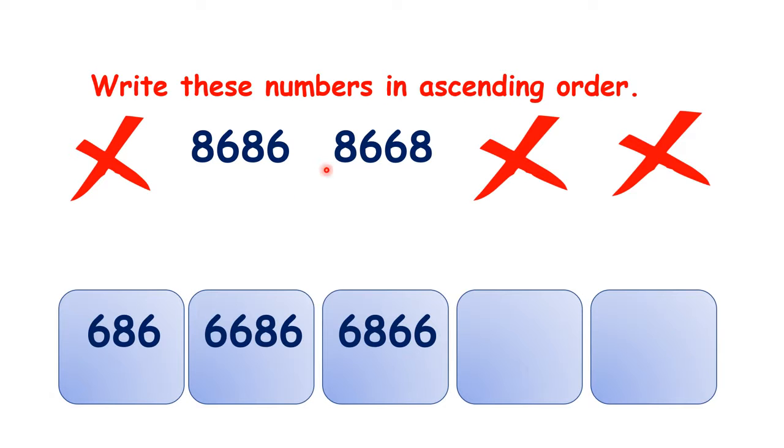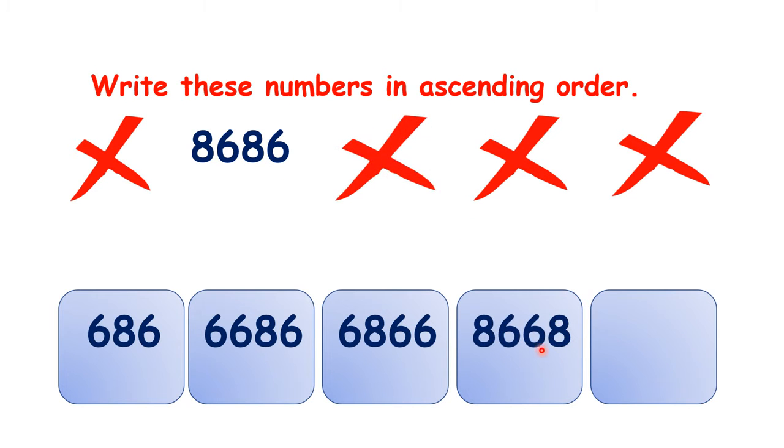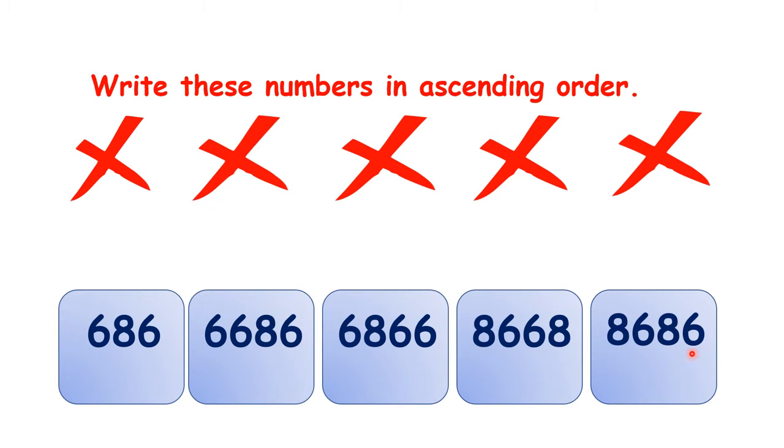Now, both of these numbers have 8 thousands and both have 6 hundreds. So we keep going. Let's look at the tens. Here we have 8 tens, but here we only have 6. So because 6 is smaller than 8, 8,668 is our next smallest, which means that 8,686 is our largest number.